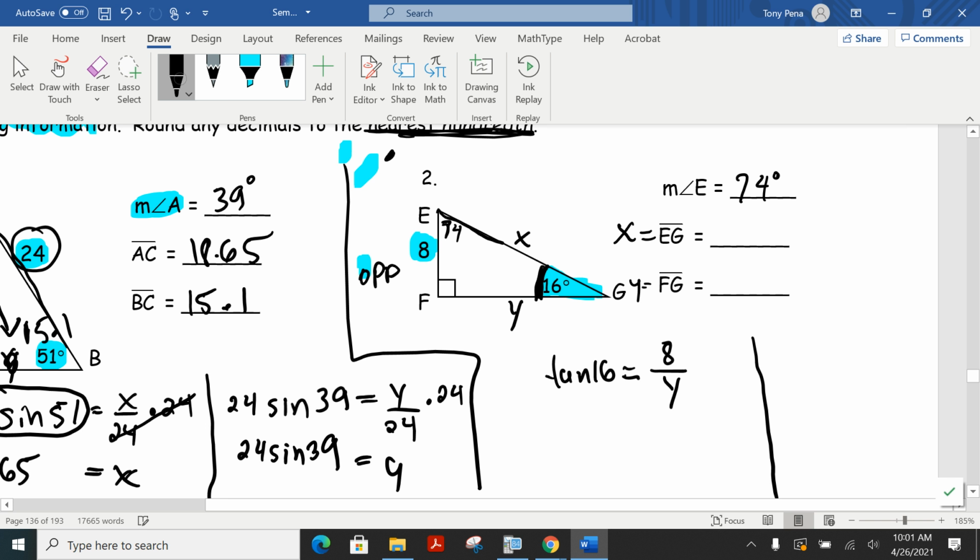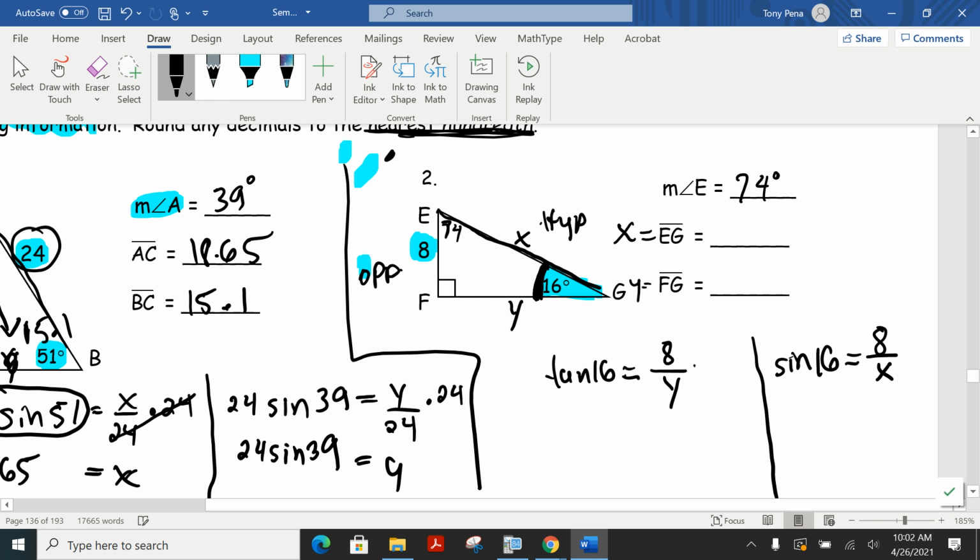What is X? X is the what side? Adjacent, opposite, or the hypotenuse? Hypotenuse, right? So if I wanted to do X right away for angle 16, which one deals with the opposite and the hypotenuse from our SOHCAHTOA? Sine. So we could have done the sine of angle 16 is the opposite side of 8 over the hypotenuse, which was X. Those are our two equations.